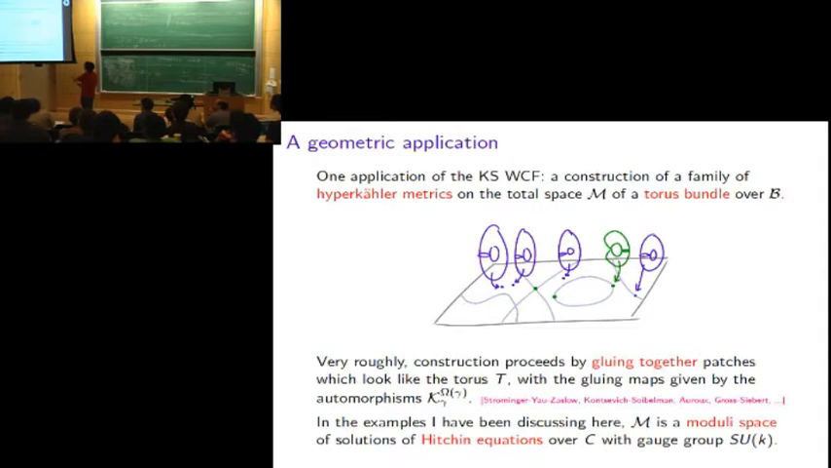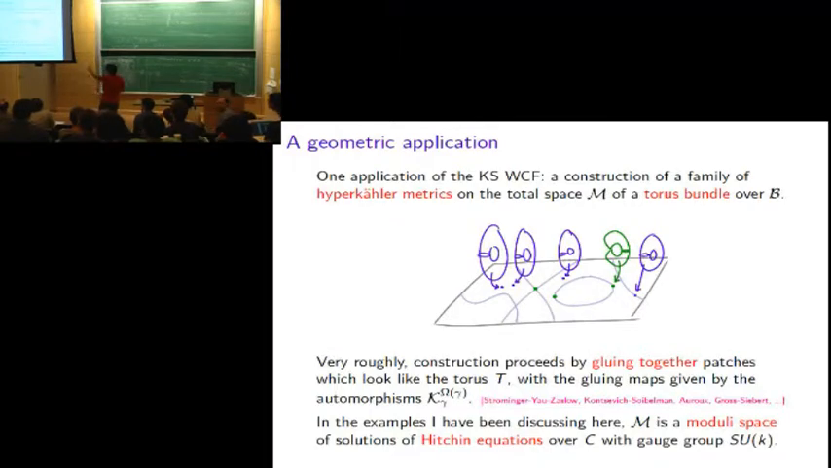I'll say two words about the geometric application. One of the interesting things that came out over the last few years was that you can use the Kontsevich-Soibelman wall crossing formula to give a construction of new hyperkähler metrics. You start with a naive Strominger-Yau-Zaslow picture of some hyperkähler space. This is a torus bundle over the parameter space I had before. And then you correct it. You add corrections that come from these omega gammas.